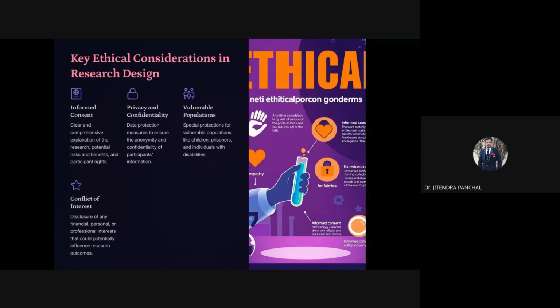So, key ethical considerations in research. Informed consent, right? We have already talked about this. You need to clearly take consent from the participants. Privacy and confidentiality: whatever information they are providing, you are going to maintain that confidentiality. Vulnerable populations, like children, prisoners, and individuals with disabilities, you need to take special care of. And conflict of interest: nowadays, when you try to publish your research paper in any journal, they take a declaration about this conflict of interest. You need to mention it.